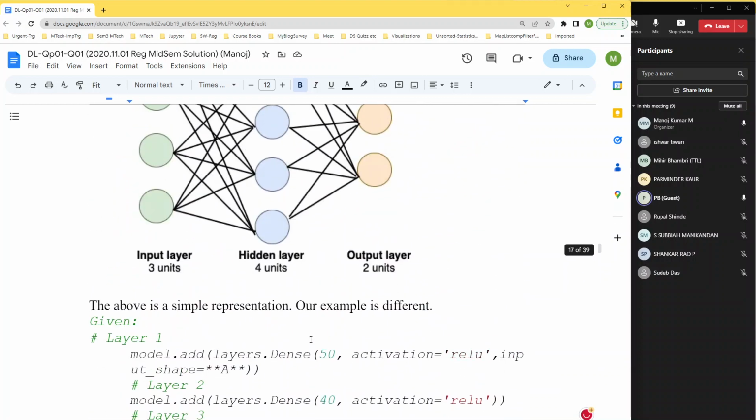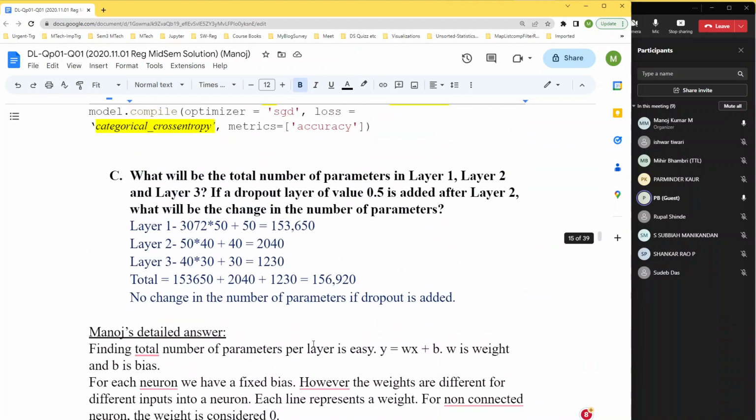Is it by any chance related to back propagation? No, right now we are only using the feed forward. Okay, this question is related to the feed forward, right? Okay. So there's no change. They have mentioned here that the answer is no change in the number of parameters if dropout is added.